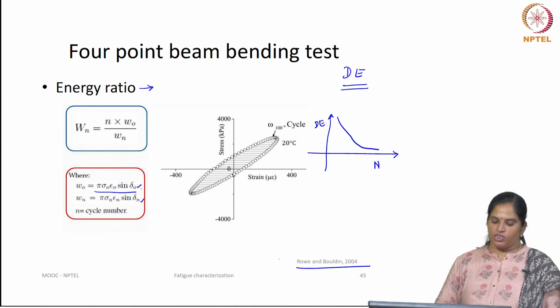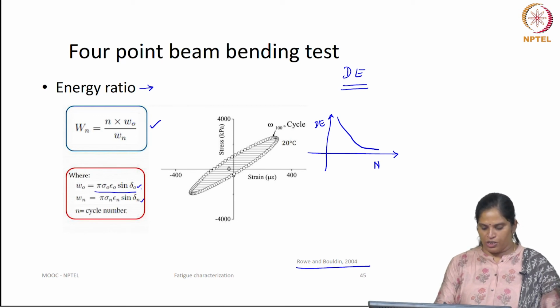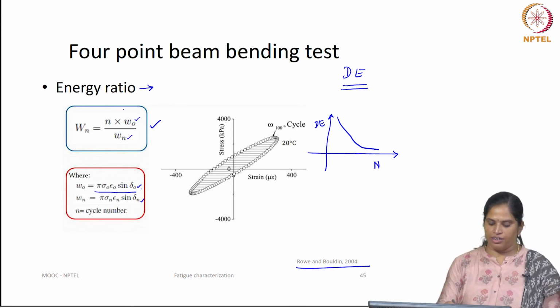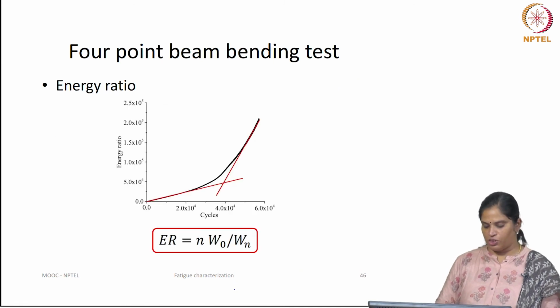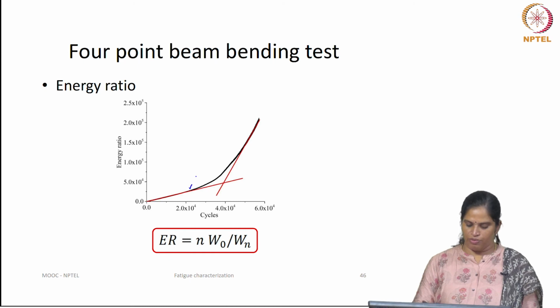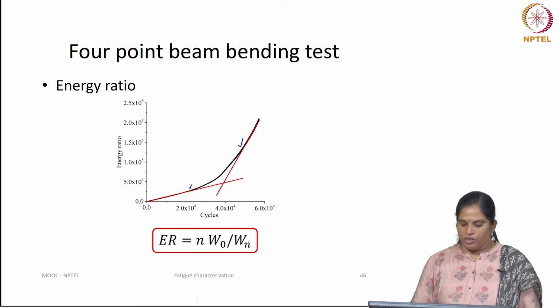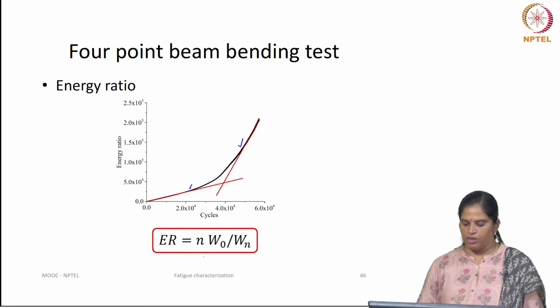So, find the energy ratio, which is nothing but the ratio of the energy dissipation value at the initial cycle to the nth cycle, multiplied by n. When you look into the trend of this energy ratio, you will see a trend exhibiting a two-stage slope. One is where the slope is very small, second is where the slope increases. So, the point of intercept of this two-stage slope is determined as the number of cycles to failure.